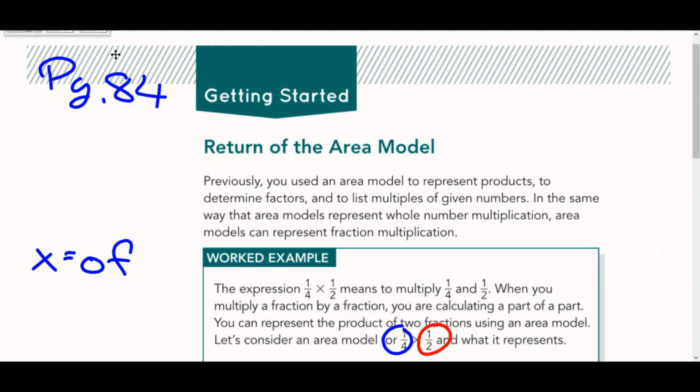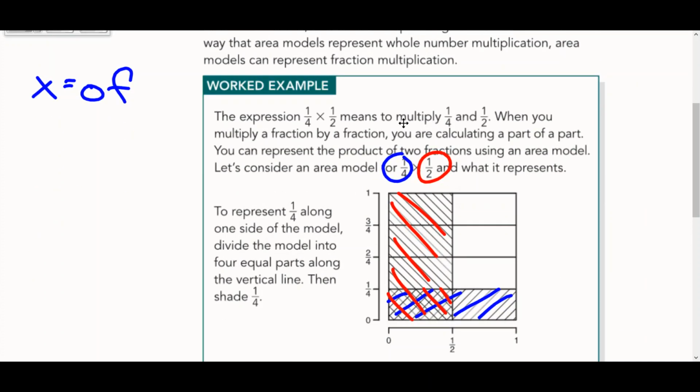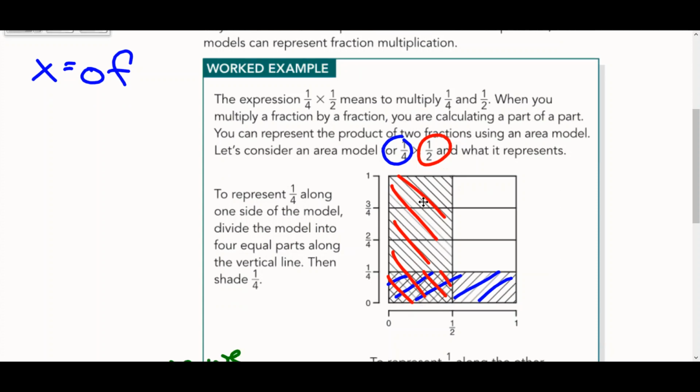All right, this video is on multiplying and dividing with fractions. So we started on page 84, and we went back to the area model, or an array, and we saw how we can use an area model to model multiplying fractions. And we did a quick reminder that multiplication almost always, if not always, means "of." So when we're finding 1/4 times 1/2, we're finding 1/4 of 1/2. I think that's helpful to remember.